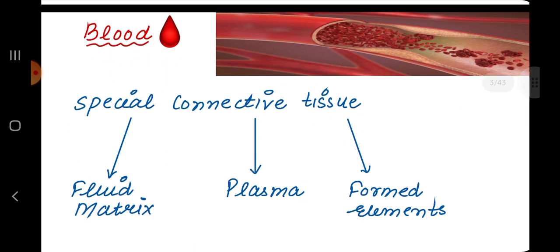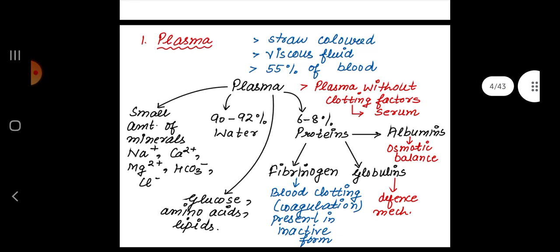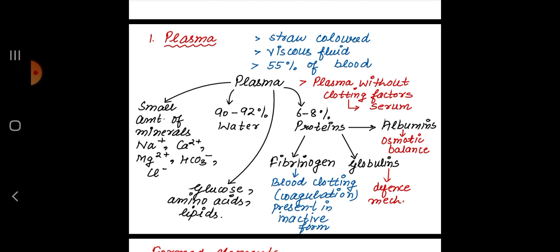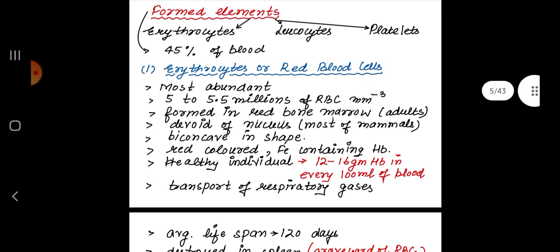Blood is a special connective tissue having a fluid matrix, plasma, and formed elements. Plasma is a straw-colored viscous fluid, making up about 55% of the total blood. It contains 90 to 92% water and 6 to 8% proteins like albumin, which helps in osmotic balance, globulins, which help in defense mechanism, and fibrinogen, which helps in blood clotting. Plasma also contains a small amount of minerals. Formed elements are erythrocytes, leukocytes and platelets.